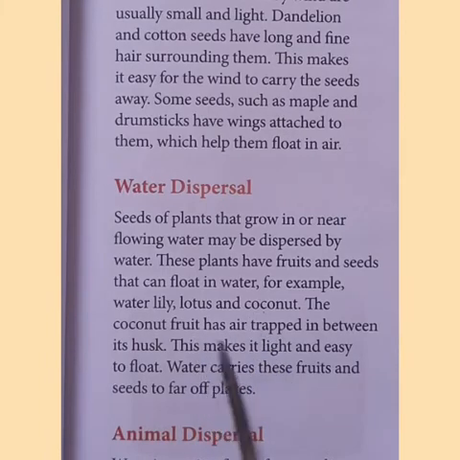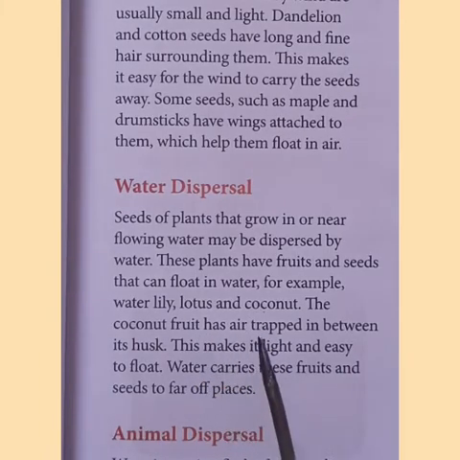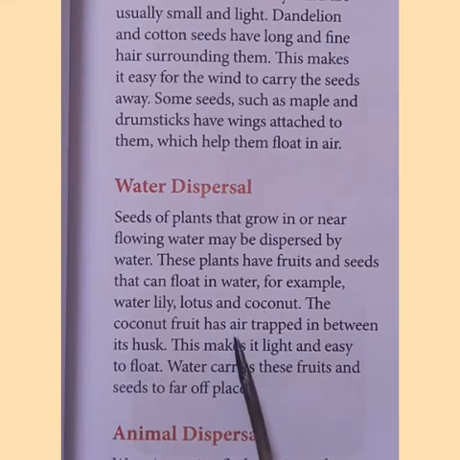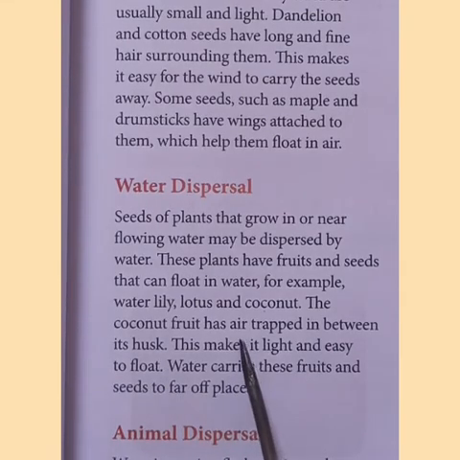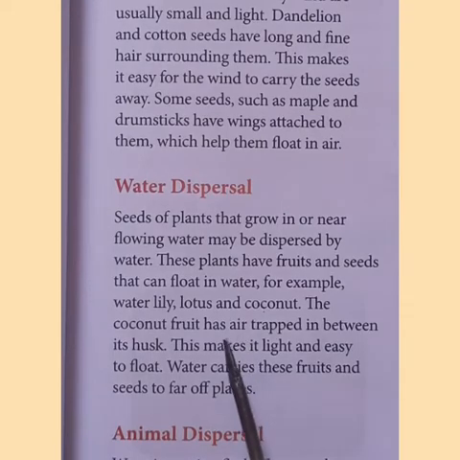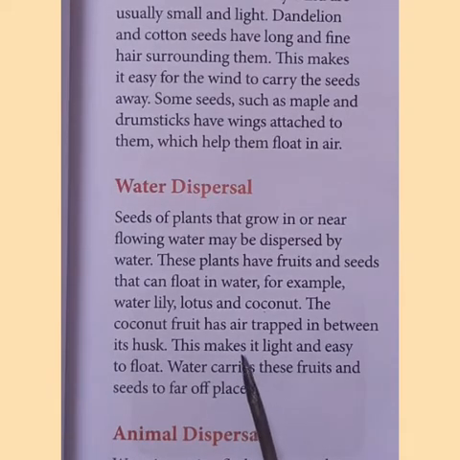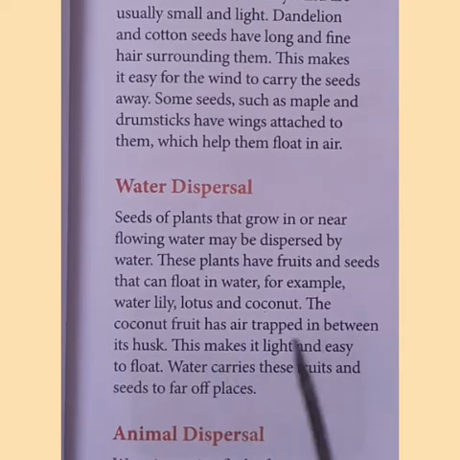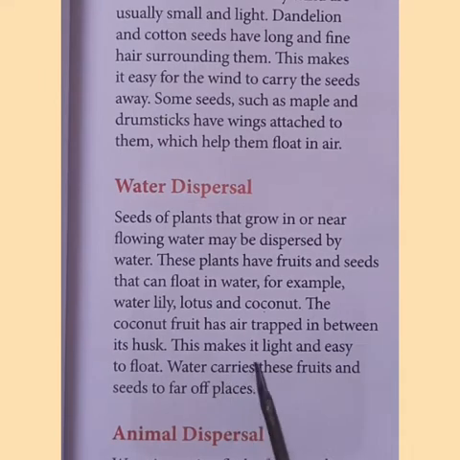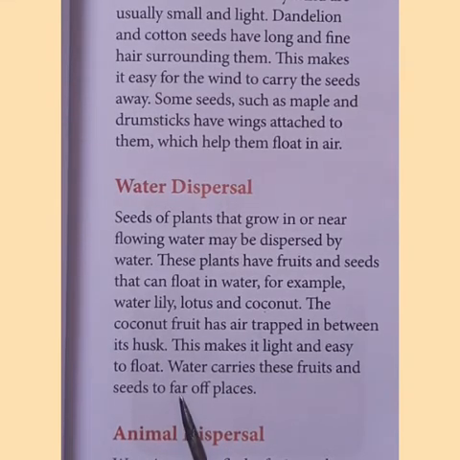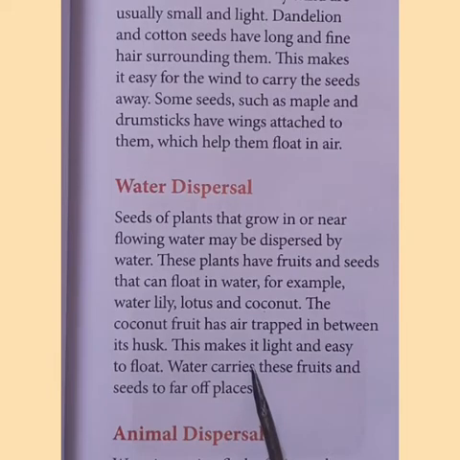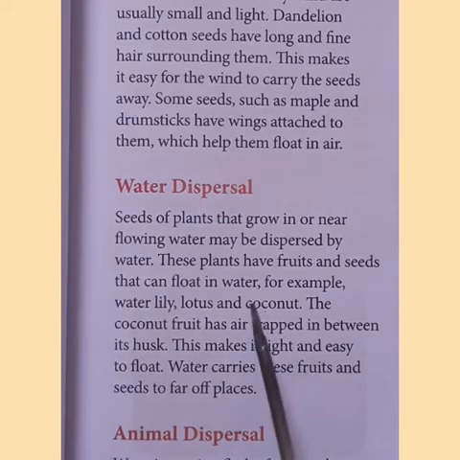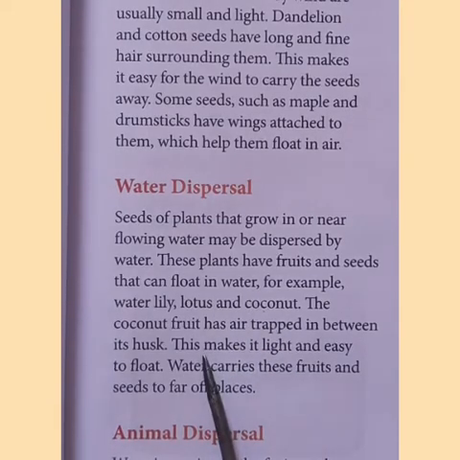You all have seen the coconut fruit, isn't it, children? Yes, it has a husk, and air is trapped in between the fibers in the husk. This makes the coconut very light and easy to float in water. So water carries these fruits and seeds to far away places, and thereby they go away from the parent plant, and when the conditions are favorable, they join the soil and grow into a new plant, or they may grow in the water itself.